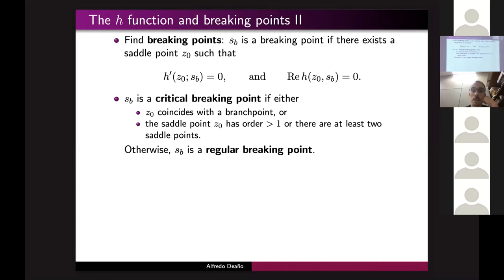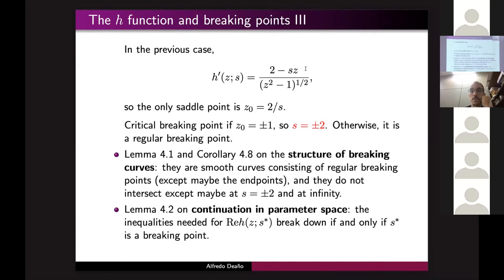You start with the one cut case, which is the simplest, then the derivative of H is very simple, and you can only have one saddle point, which is 2 over S. So you move S, and then the saddle point is going to move, and the trajectories of the quadratic differential are going to move, and you have to see what's going on. So the critical breaking points are easy because they happen when this saddle point coincides with one of the endpoints, plus minus one. So you have S equals plus minus two. That's where they are coming. And otherwise, it is a regular breaking point.